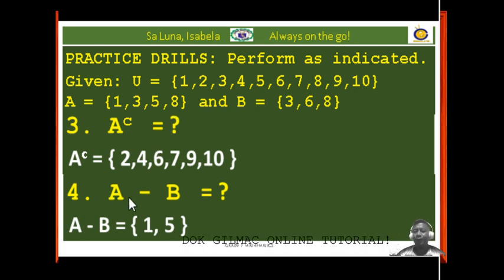Then for number 4, A minus B is equal to 1 and 5. Take note, 3 and 8 belong to B. 3 and 8 are the common elements for both A and B. So all you have to list down here for A minus B are 1 and 5. 3 and 8 are not included. Okay?